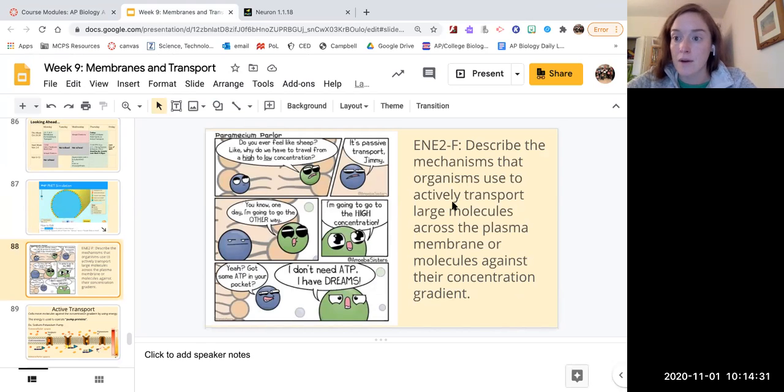How can we move chemicals against their concentration gradient, meaning from an area of low concentration to high concentration? Also, active transport covers any kind of movement of really large molecules, things that couldn't fit through a carrier channel protein.